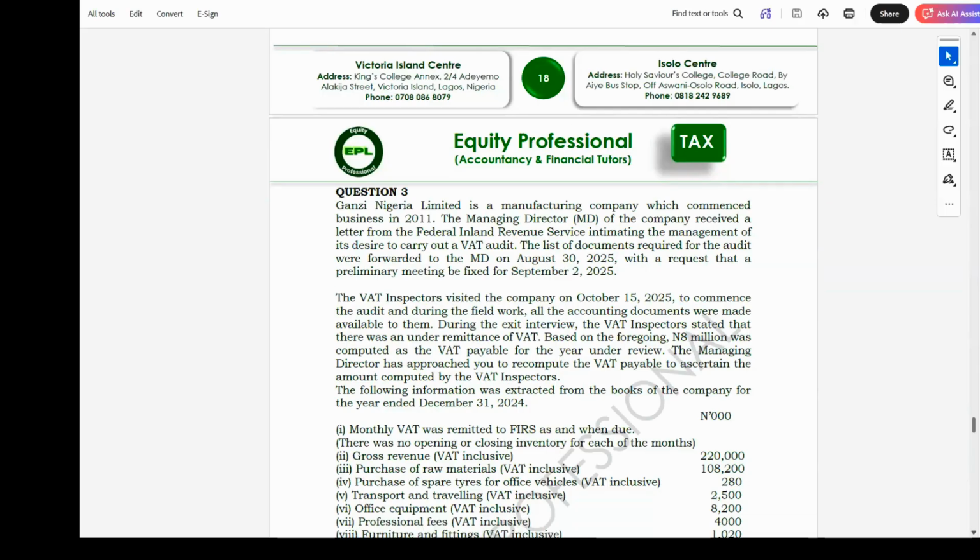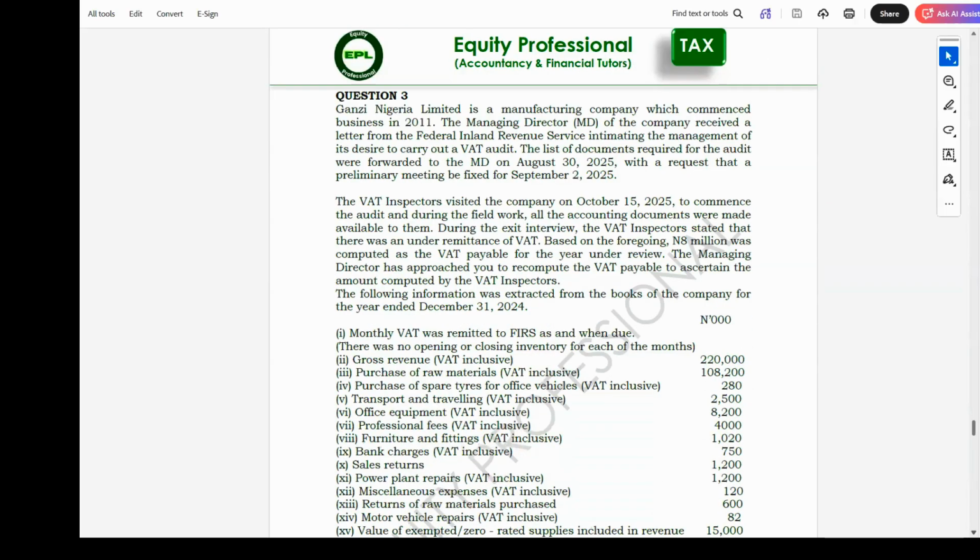Some of these are VAT inclusive. Purchase of raw material, VAT inclusive. Purchase of spare parts for office vehicle, VAT inclusive. Transport and traveling, VAT inclusive. Office equipment, VAT inclusive. Professional fee, VAT inclusive. Furniture and fitting, VAT inclusive.